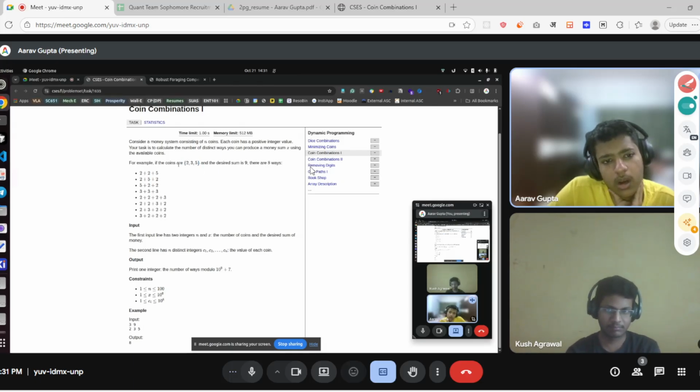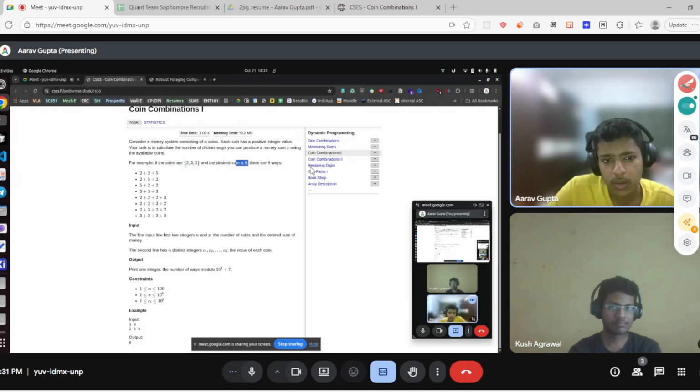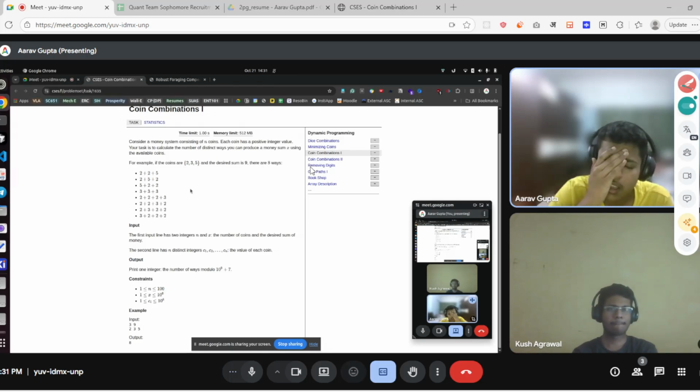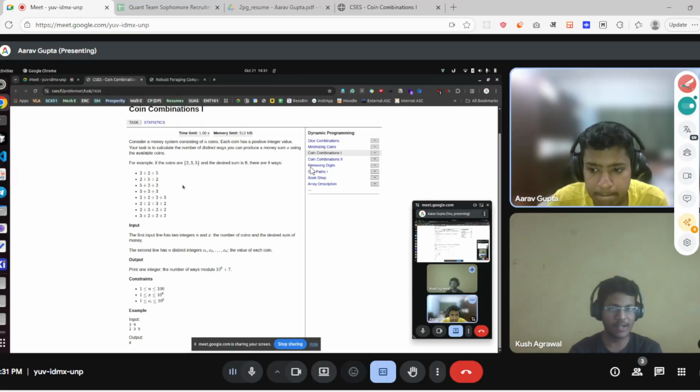So the number of ways to make the sum with 2, 3, 5 is the number of ways to get the sum 9 using only 2, only 3, only 5, and then 2, 3, 5 combined. I think recursion can be used, but I can't think of a proper way to do it yet. Yeah, recursion is the right direction.